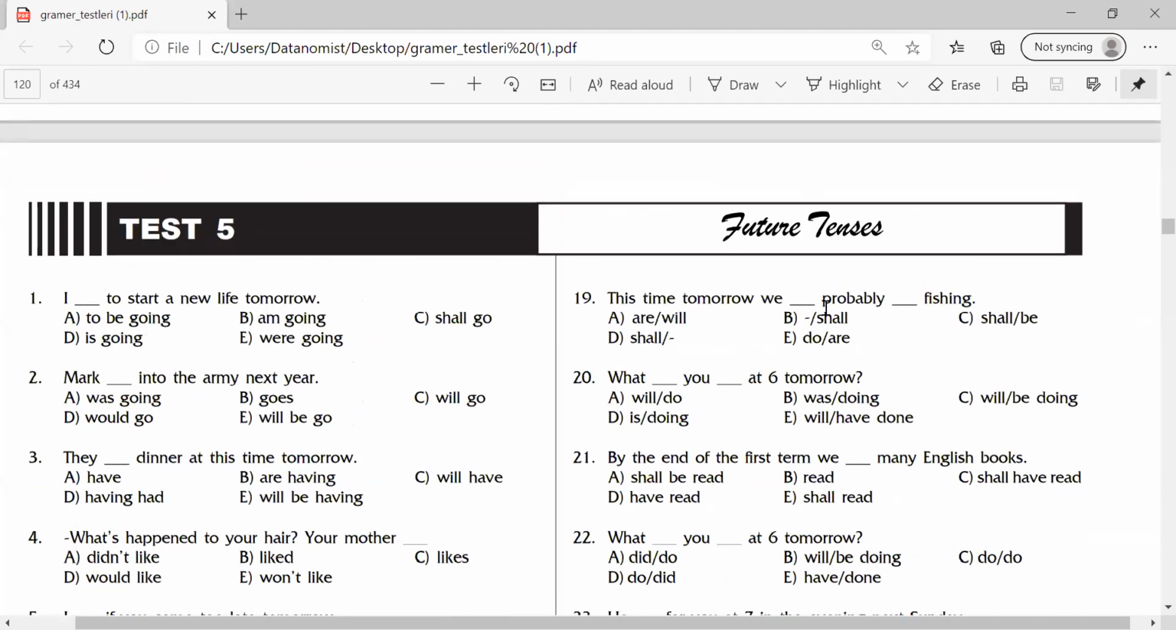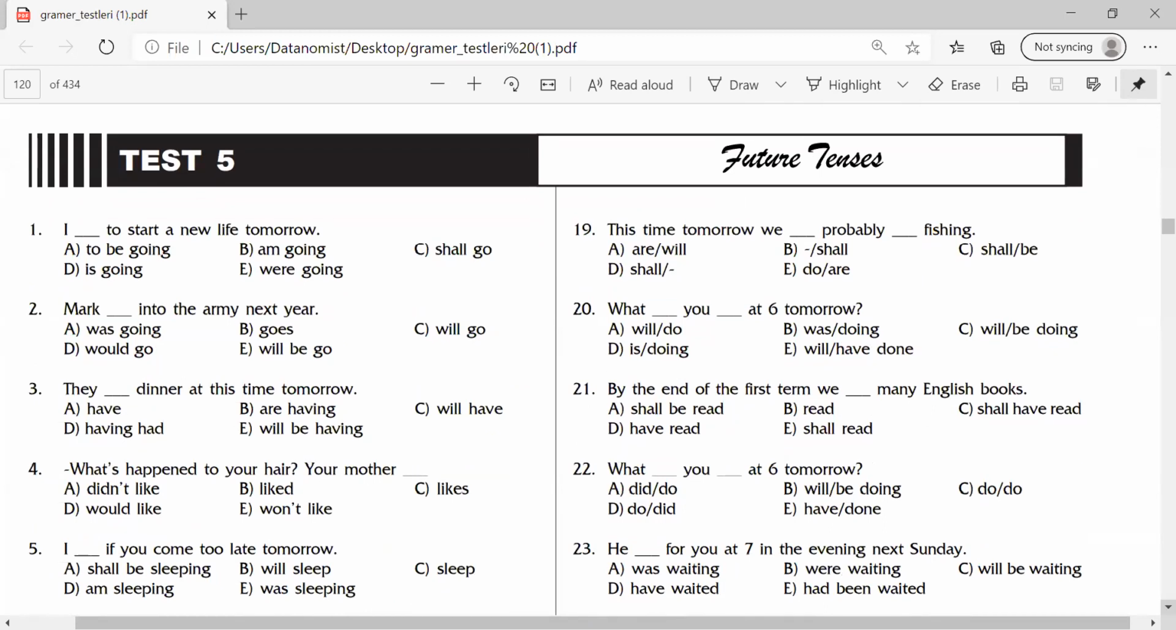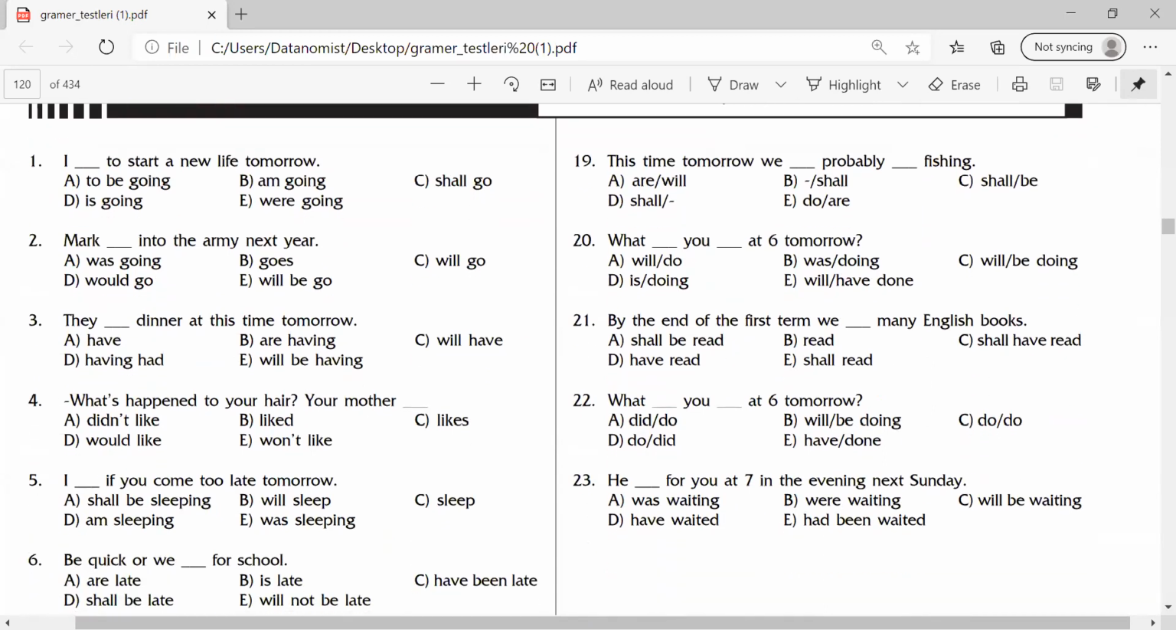This time tomorrow we dash probably fishing. What's your answer? Time, obviously, tomorrow. We dash. This time tomorrow means exact point of time in future. Okay. We.